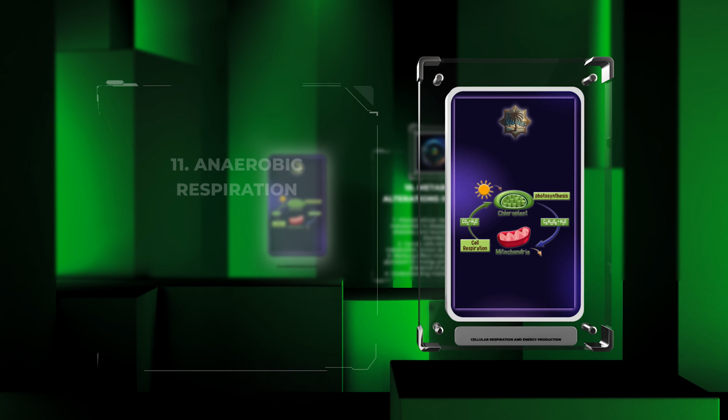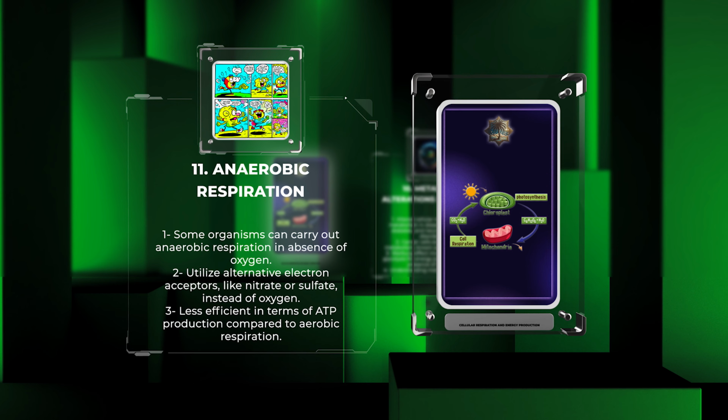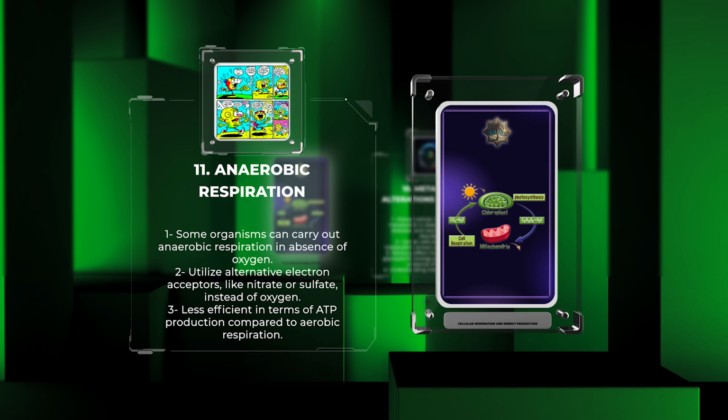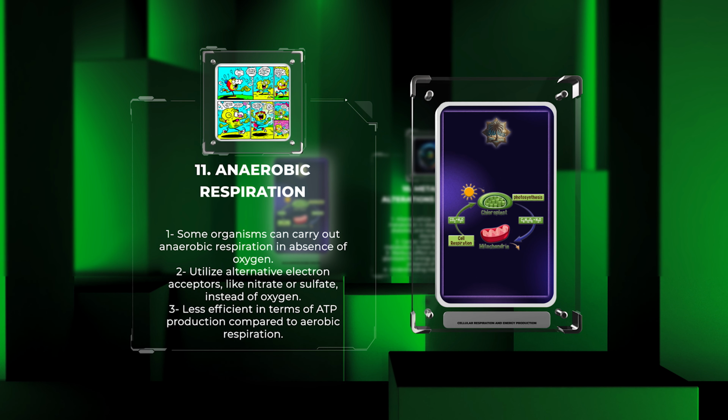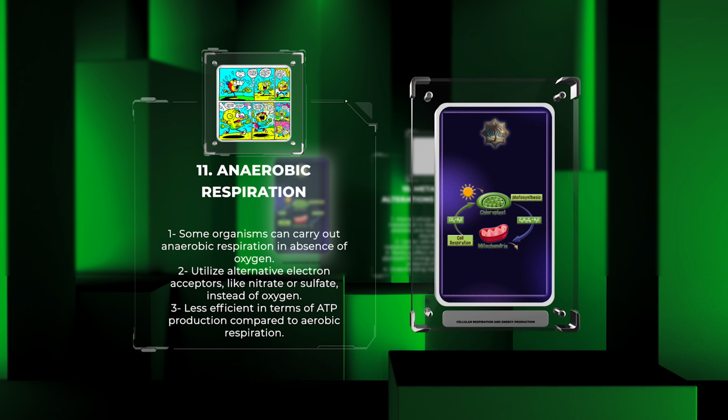In the absence of oxygen, some organisms can carry out anaerobic respiration to generate energy. Anaerobic respiration utilizes alternative electron acceptors, such as nitrate or sulfate, instead of oxygen. Although anaerobic respiration is less efficient in terms of ATP production compared to aerobic respiration, it allows organisms to survive under conditions where oxygen is limited or unavailable. Various bacteria and archaea are capable of performing anaerobic respiration, showcasing the diversity of metabolic strategies in different organisms.